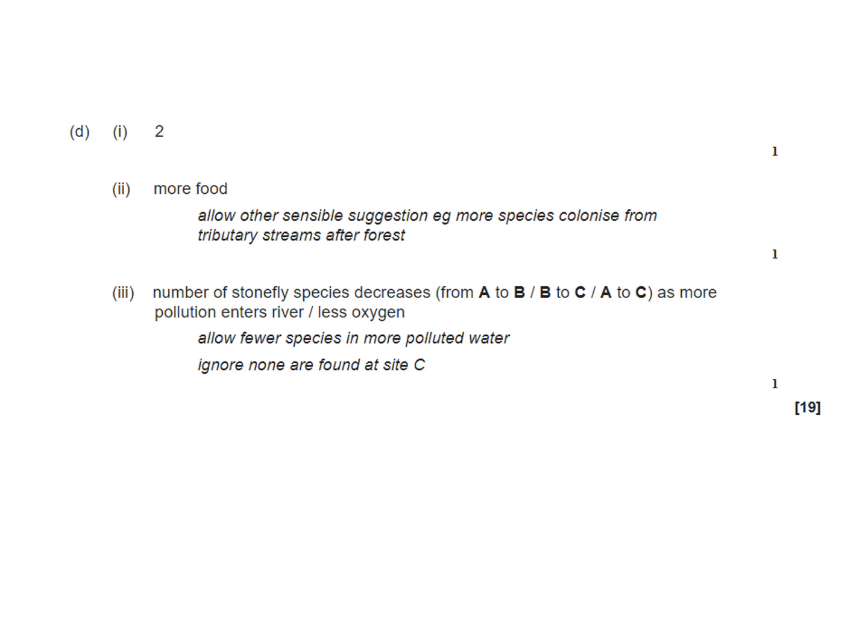Okay. Part 3. The number of stonefly species decreases from A to B to C. It's the only one that goes down, down, down. The mayfly does go down by C, but it was actually bigger at B at the farm because there's more food. Whereas the stonefly just goes down and down and down because they can't live in rivers with less oxygen, rivers that are polluted. Okay?